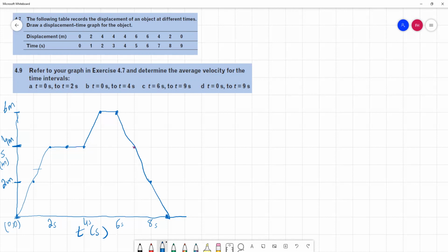Yes, ma'am. So let's do the first part. So t is equal to 0 to t is equal to 2 seconds. Who will help us with this?